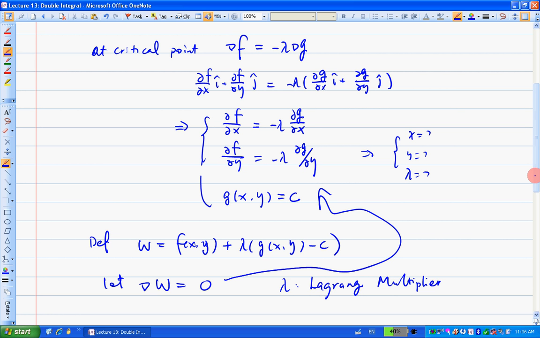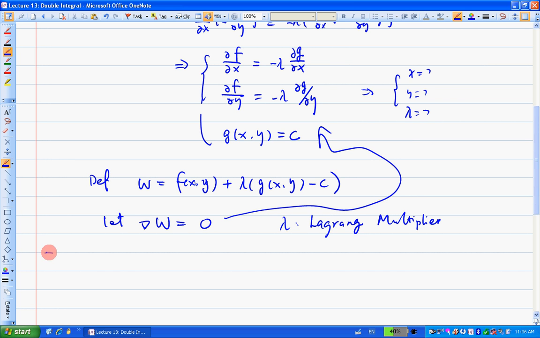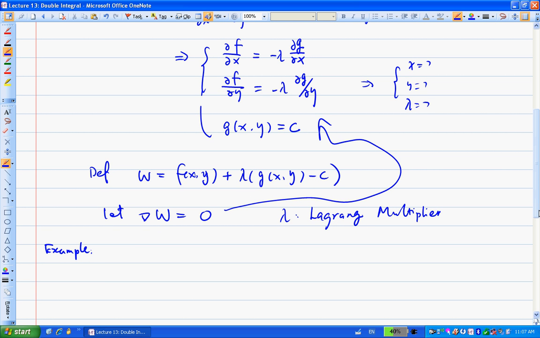So let's take a look at an example. I'll use one example right here to show you the typical procedure of solving this kind of constraint problem, and you can use that for one of the assignments.